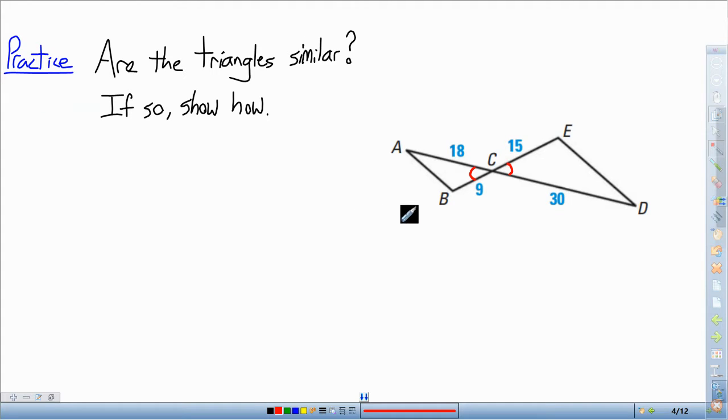Make sure you show me that the side lengths are proportional. Make sure you're making those ratios. I'm going to leave this to you, so go ahead and try it out.